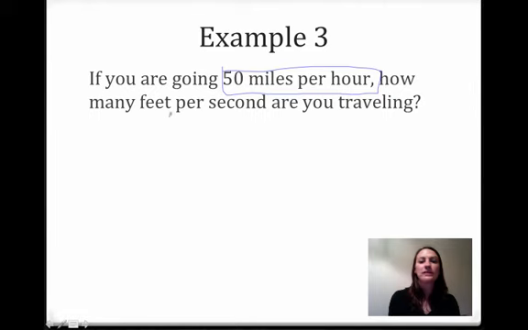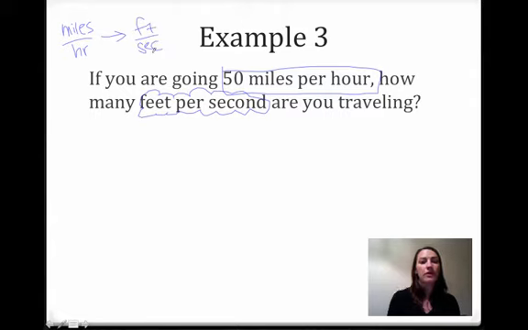How many feet per second are you traveling? So this is where I'm headed. This one's actually a lot trickier because there are 2 units and I'm changing both of them. If you see up here, I'm going to go from miles per hour to feet per second.